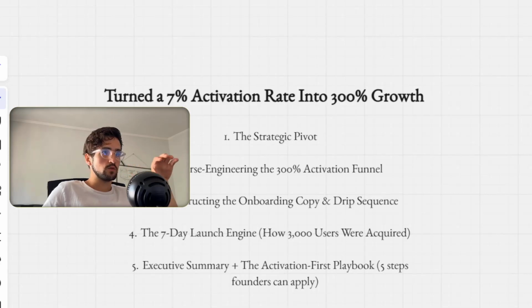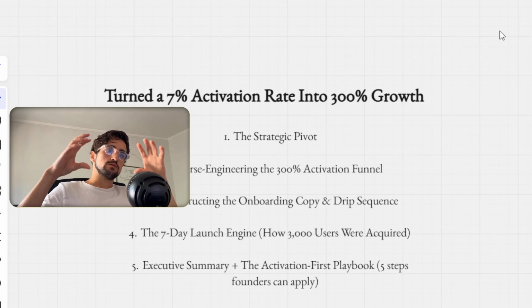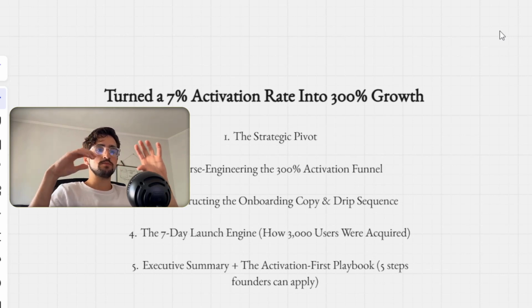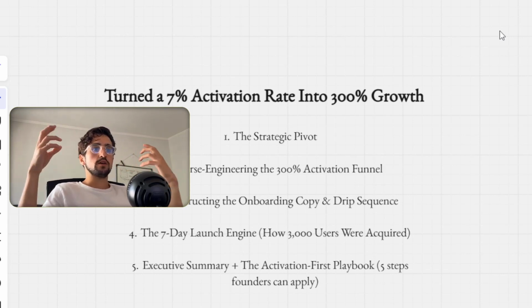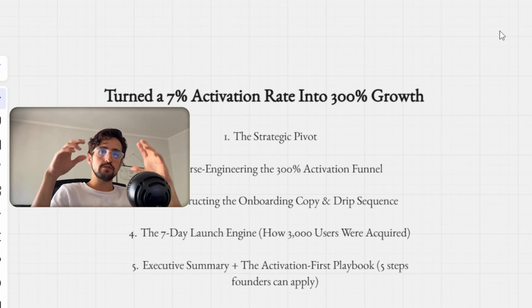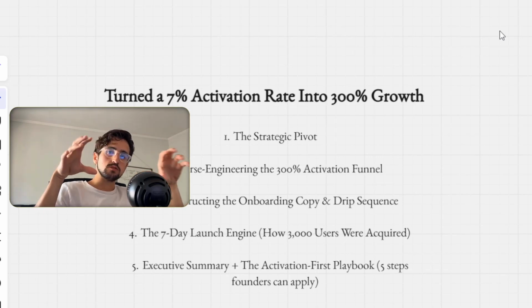So basically what we will do in this video is, first of all, I will explain the strategic pivot. Secondly, I will explain the reverse engineering of the 300% activation funnel. Then we will reconstruct the onboarding copy and drip sequence. Then I will show you the 7-day launch engine, and then how you can apply this to your software as a service. I would recommend you try to stay until the end of this video because it's the only way that you will be able to apply what I'm going to explain.